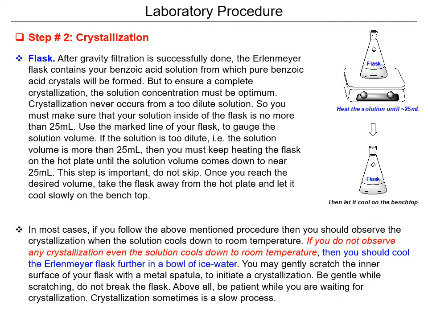So the next step of this procedure is the crystallization. So here, after the gravity filtration is successfully done, the Erlenmeyer flask contains your benzoic acid solution from which pure benzoic acid crystals will be formed. But in order to make sure that this happens, you have to have the correct amount of volume inside your flask. So you have to make sure you have no more than 25 milliliters inside. Otherwise, the recrystallization might not occur because there's just too much solvent.